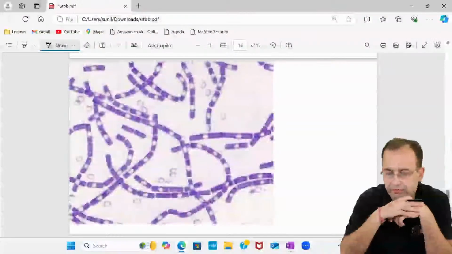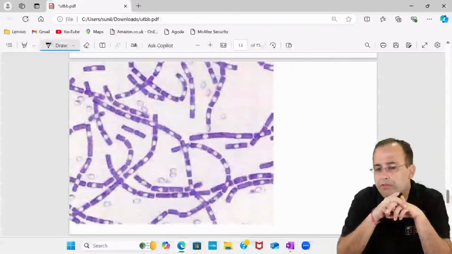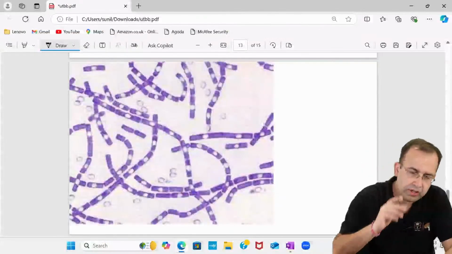What do we see here? Let's have a look at 3-4 images before we wrap up our session. I want you to tell me.